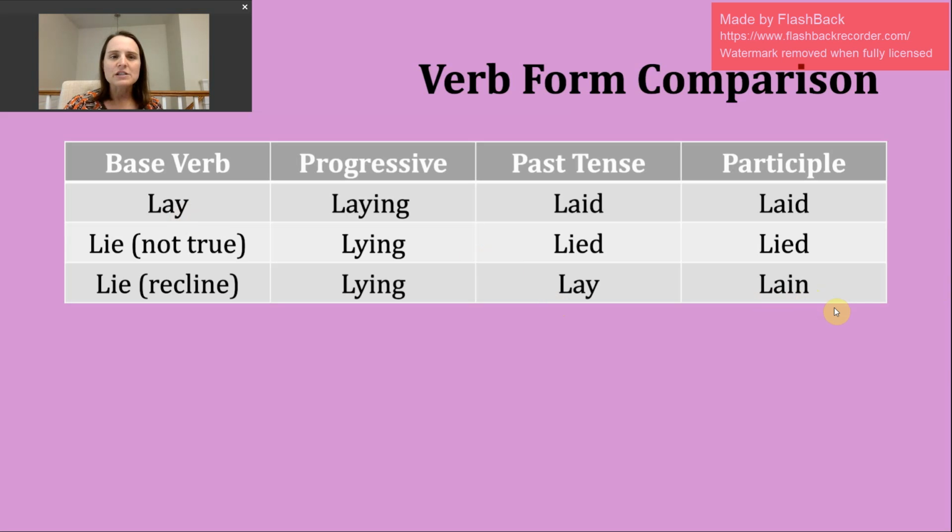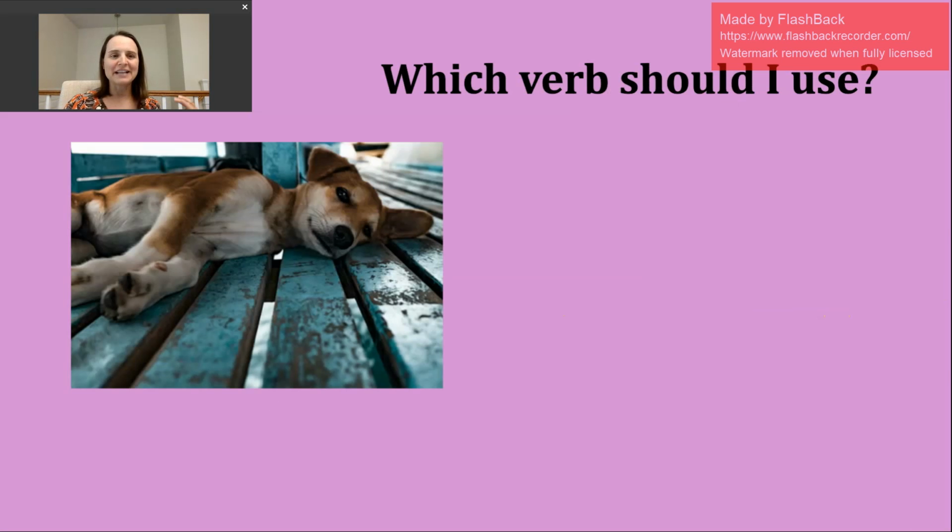So I'm going to focus the rest of this video on the difference between lay and lie when it means to recline. And we're going to talk through some examples that I hope will illustrate this. So we're going to start off by looking at this picture. And I think many people will look at it and see a very cute dog. And I'm thinking about how we could describe this picture, what's happening in it. And I'm going to do this in a couple different verb tenses to help illustrate this.